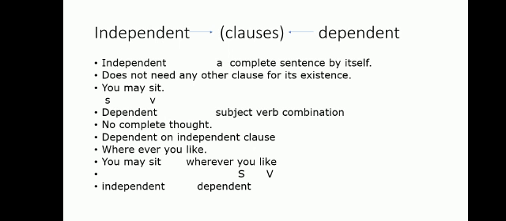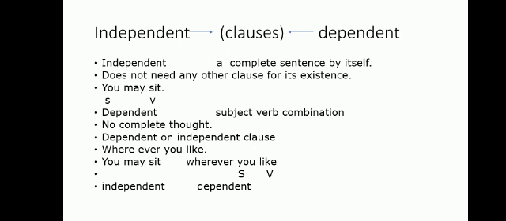The second type is the dependent clause. It also has some conditions. Number one, a dependent clause must be a group of words. Secondly, it must have the subject-verb combination. The third condition is that it will not give you the complete sense. And the most important, the fourth condition, is that it will be dependent on an independent clause.